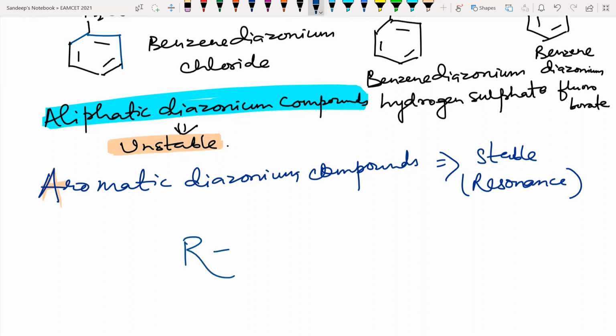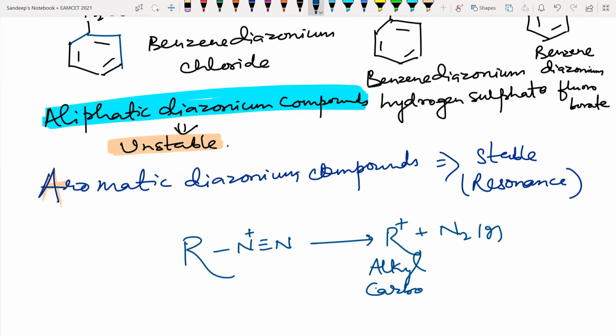The alkyl diazonium immediately forms an alkyl carbocation with the release of nitrogen gas. And you have to keep in mind that the arene diazonium compounds, or the aromatic diazonium chloride compounds, are stable, and that is also in solution for a short time. That you have to keep in mind.